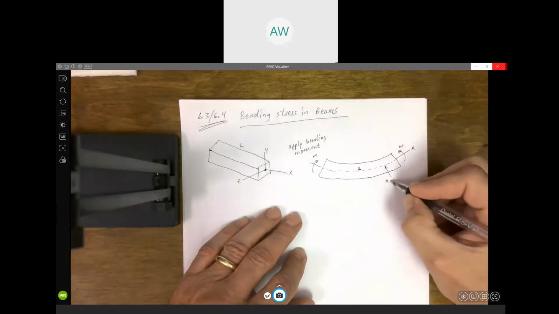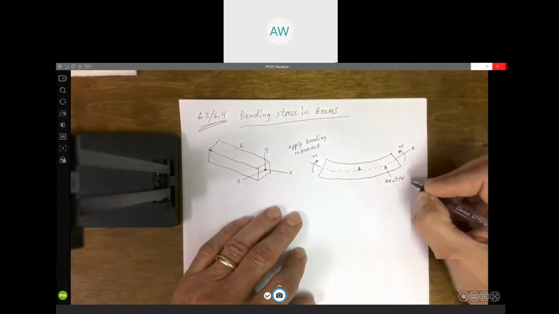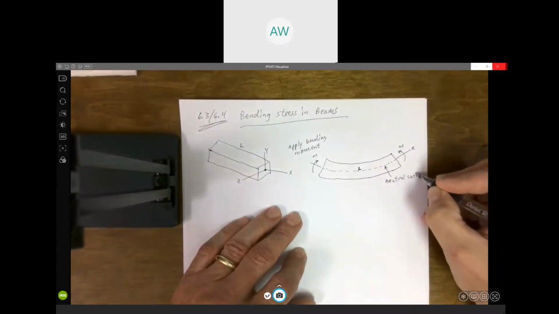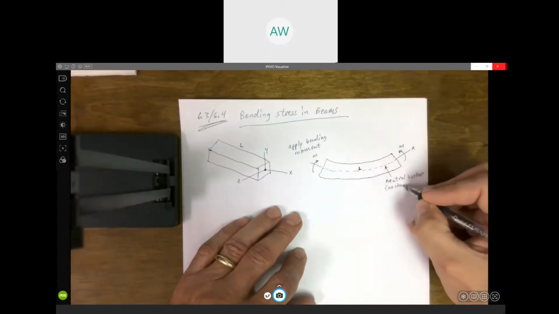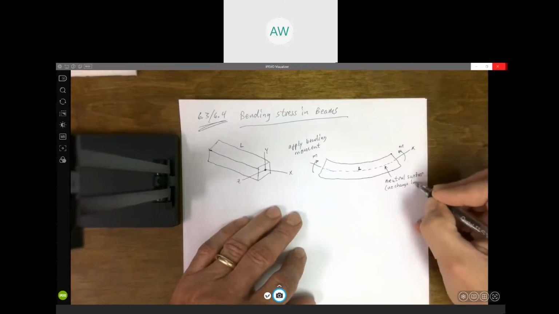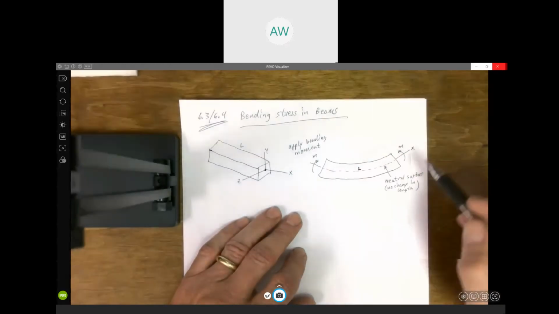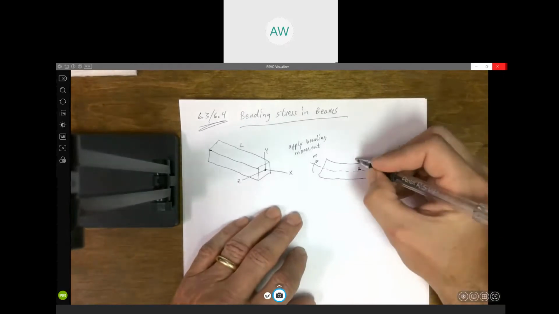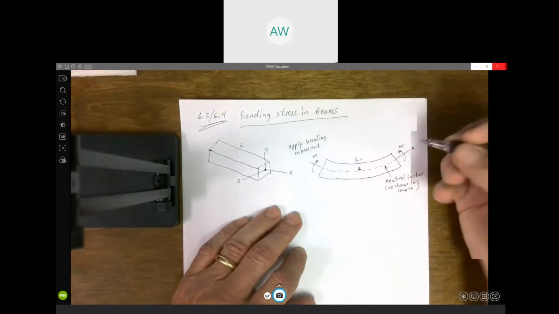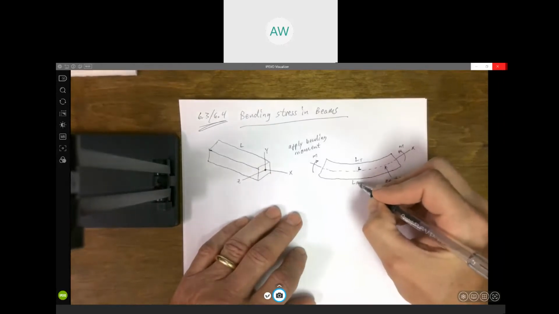So again, basically all we're doing today is getting a little terminology out of the way. So this is called the neutral surface. There's no change in length. If this beam starts out with some length L, that is still going to have some length L. I'll call this LT for L top and LB for bottom.